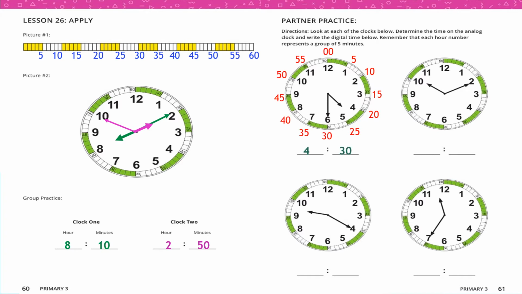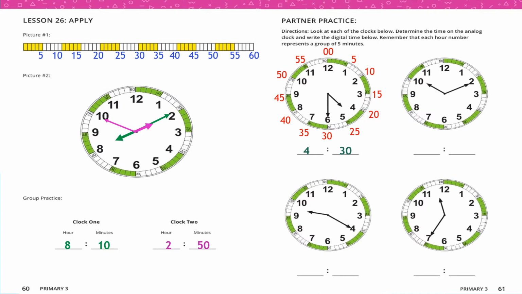And the long hand is referring to 6. We will write 6 in minutes? No. We will count 5, 10, 15, 20, 25, 30. When we reach 6, it tells me 30. So we will write in minutes 30. And we can read it as 4:30.